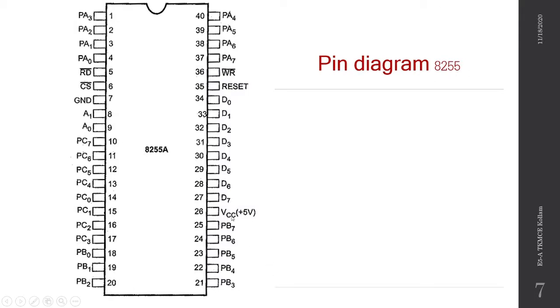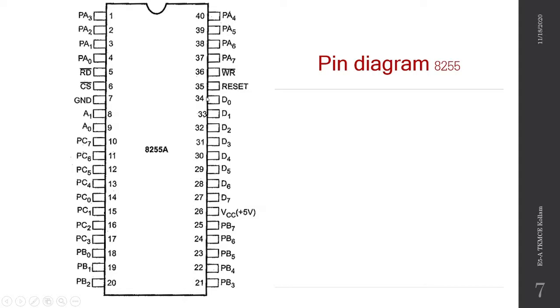Here pin number 26 is VCC, pin number 7 is ground, pin numbers 4, 3, 2, 1 constitute PA0 to PA3, then 40 to 37 are PA4 to PA7. Then port B starts from pin number 18, 19, 20, 21 to 25. Then port C lower starts from pin number 14 to 17. Then port C upper is PC4 to PC7, that is pin number 10 to 13.